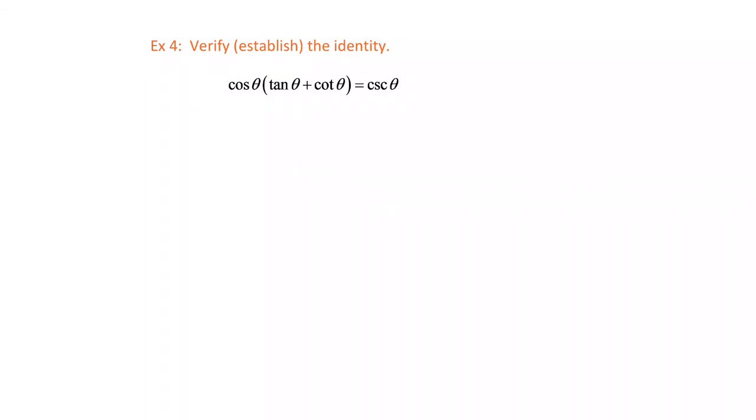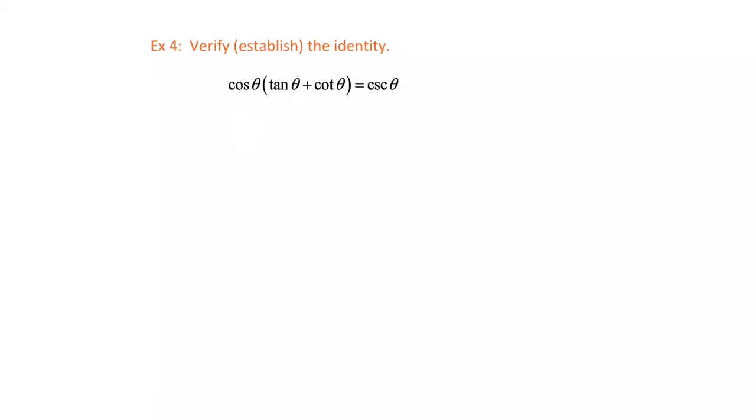Alright, and the last example we're going to look at in this video is verifying the identity cosine of theta times the quantity tangent of theta plus cotangent of theta is equal to cosecant of theta. So once again, I think we can all agree that the left side has more stuff. It's a little bit more complicated than the right side. So we're going to try to get the left side equal to cosecant of theta.